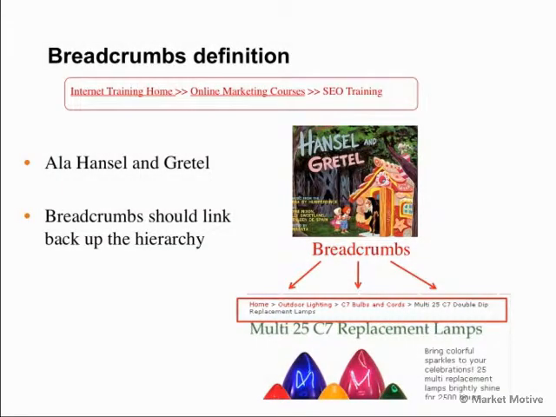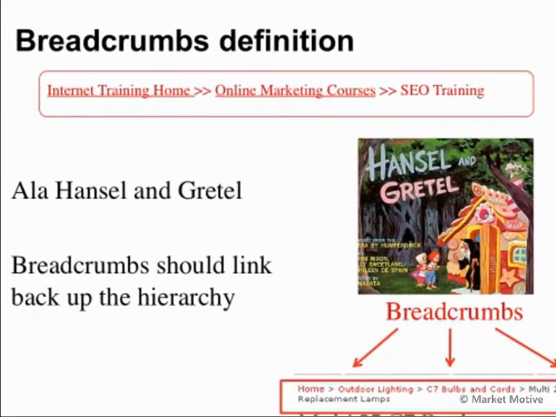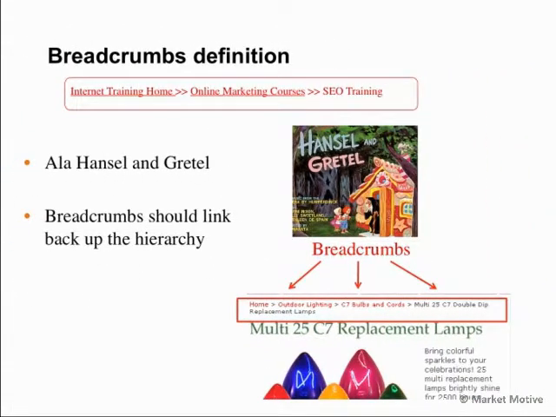Well, what are breadcrumbs? It comes from the story of Hansel and Gretel and really showing users where they are, leaving that breadcrumb trail to tell people where they are in the website. You can see an example here with home, outdoor lighting is the category. The subcategory is C7 bulbs and cords, and the product is the multi-25 replacement lamp. So you can see above with online marketing courses and SEO training, internet marketing home. These are both examples of breadcrumbs.